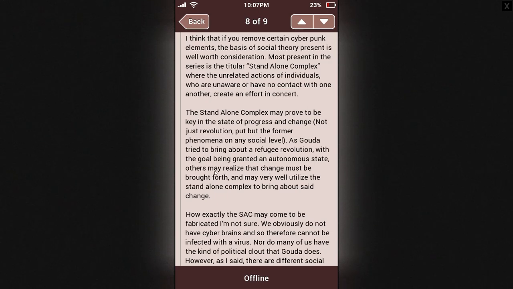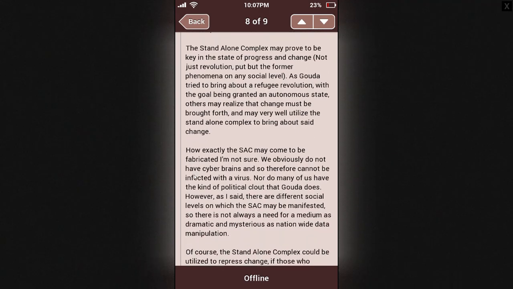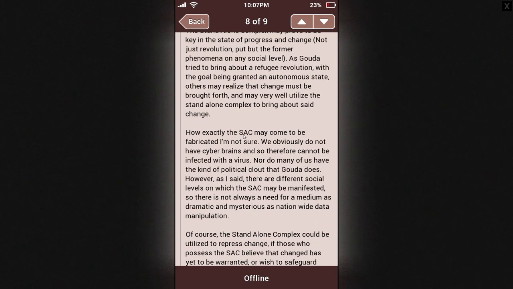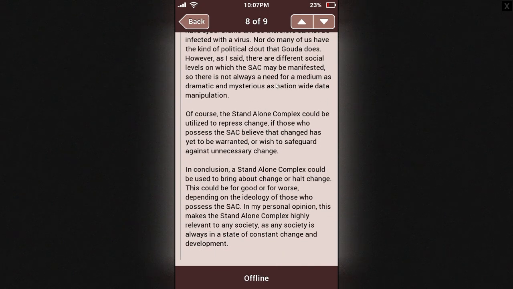Where was I? Change must be brought forth. I may very well utilize the standalone complex. Okay. How exactly the SAC or standalone complex may come to be fabricated, I'm not sure. We obviously do not have cyber brains and so therefore cannot be infected with the virus, nor do many of us have the kind of political clout that Gouda does. However, as I said, there are different social levels on which SAC may be manifested, so there is not always a need for a medium as dramatic and mysterious as nationwide data manipulation.